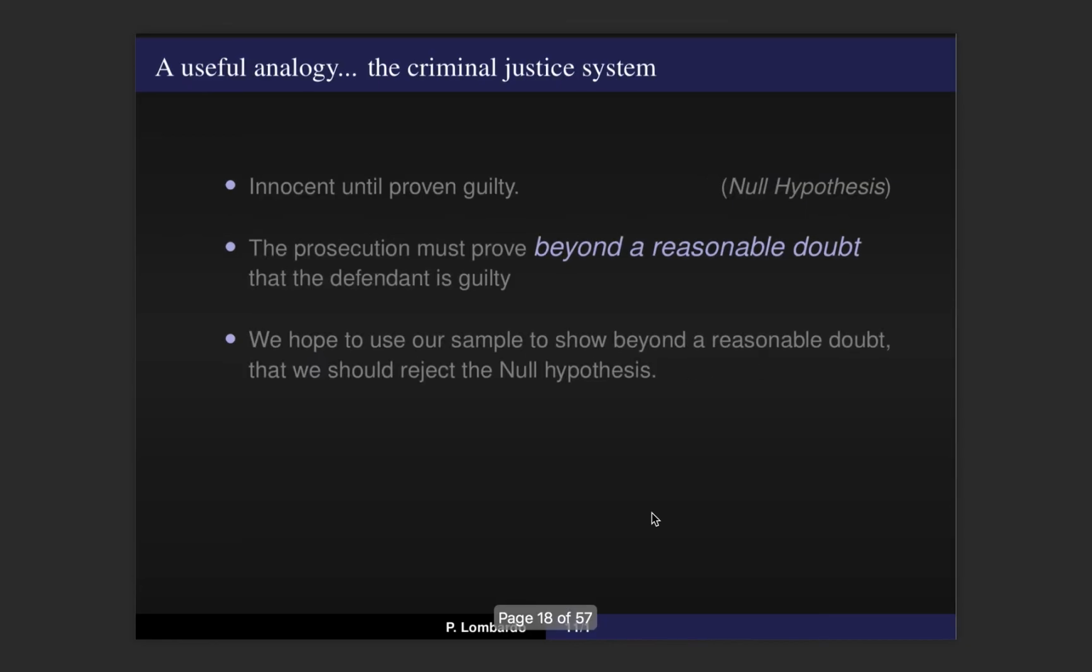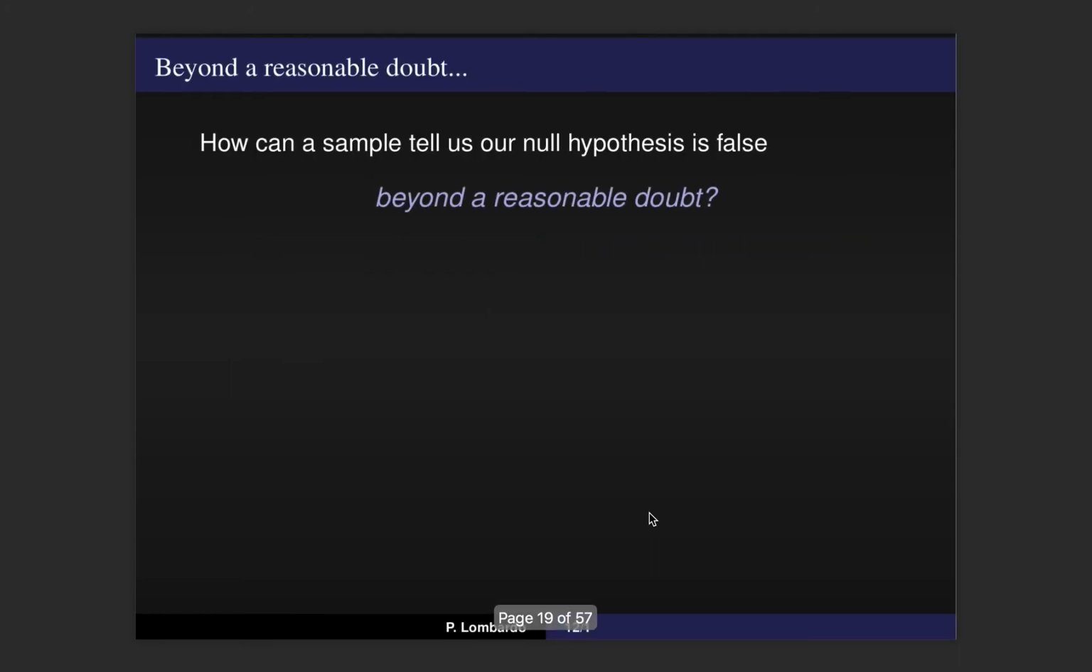Now, the critical phrase here becomes beyond a reasonable doubt. How do we know when we've presented enough evidence that we should say the null hypothesis can't be true? Look at how different the actual sample mean is from the sampling distribution that we would, in theory, have, our null distribution. So this is the fundamental question in hypothesis testing that we need to answer. How can a sample tell us our null hypothesis is false beyond a reasonable doubt? We need to quantify that. We need to make that more concrete.